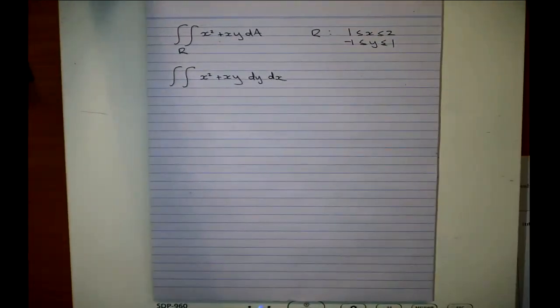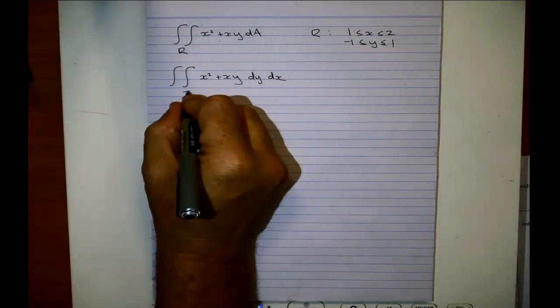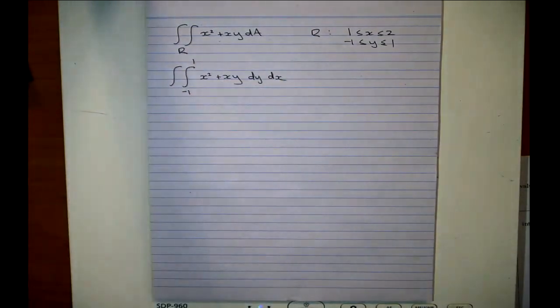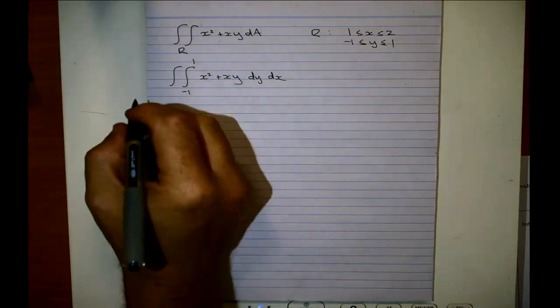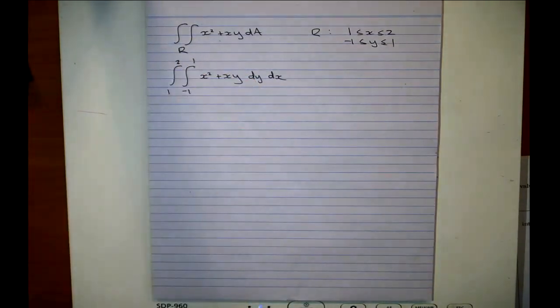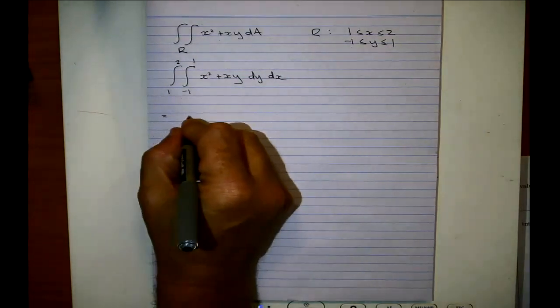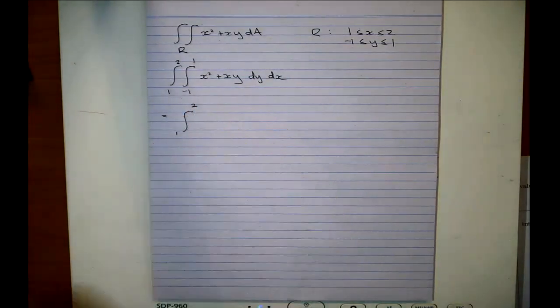So the order you write the dy dx or dx dy is important, and you work from the inside out. So the inner limits are the y limits, because that's what I've decided to do first, and then the outer limits are the x limits. Right? And you work from the inside out. So when I do the first iterate, I haven't touched the outer integral yet.